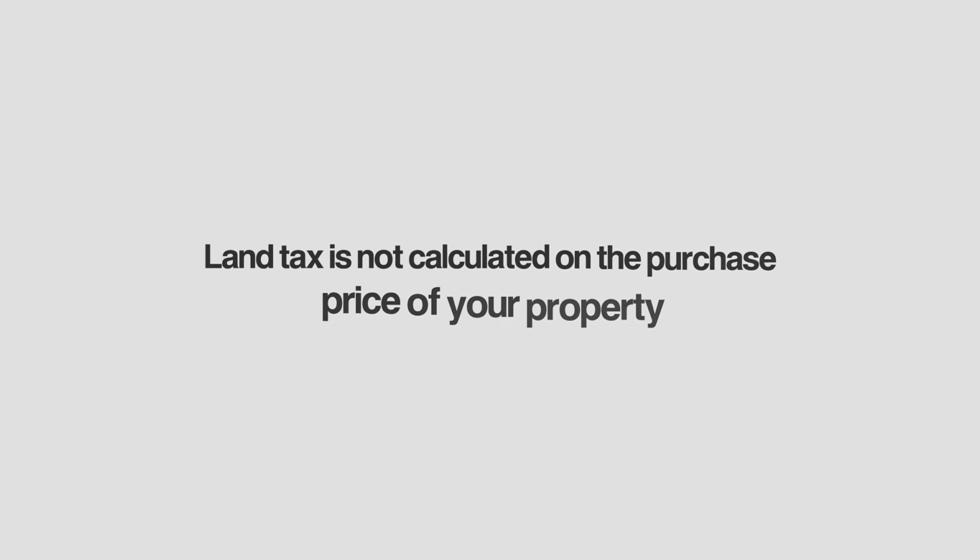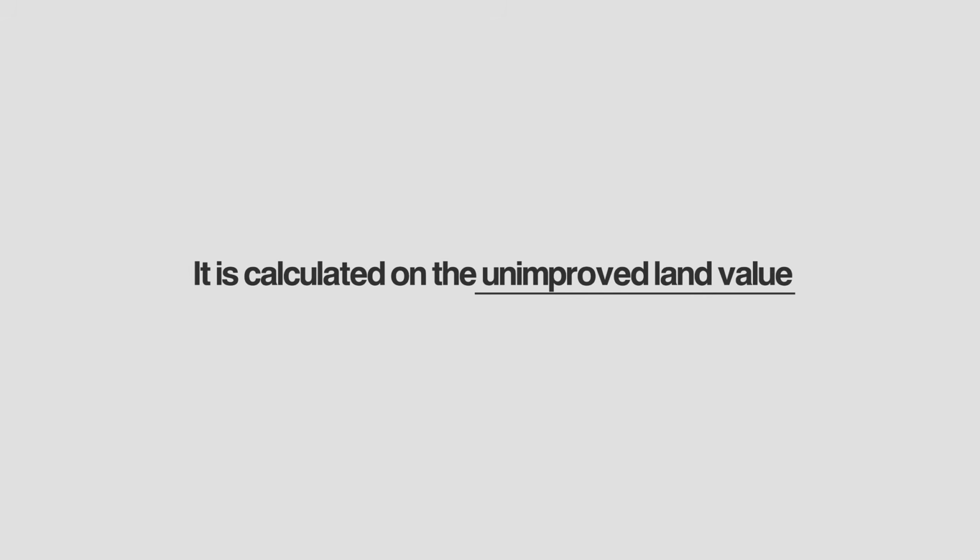Let me walk through the mechanics, because most investors only have a vague understanding of how this works, and the vagueness is exactly what gets them into trouble. Land tax is not calculated on the purchase price of your property. It is calculated on the unimproved land value. This is the value of the land itself as assessed by the State Revenue Office, separate from any buildings or improvements on it. And critically, it is calculated on the aggregated land value across all the investment properties you hold in a particular state. Let me show you what that looks like in New South Wales.